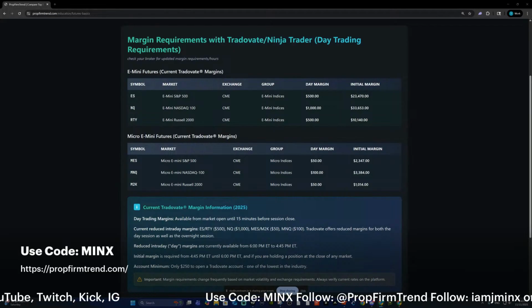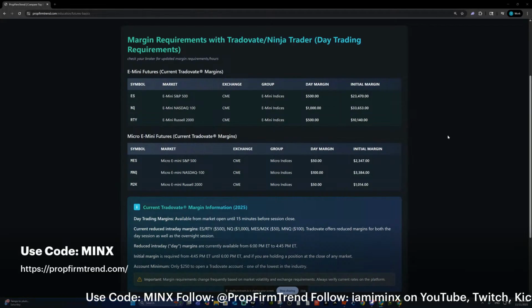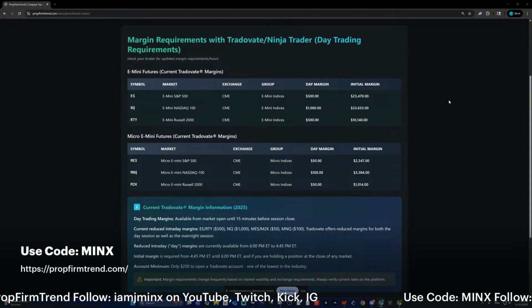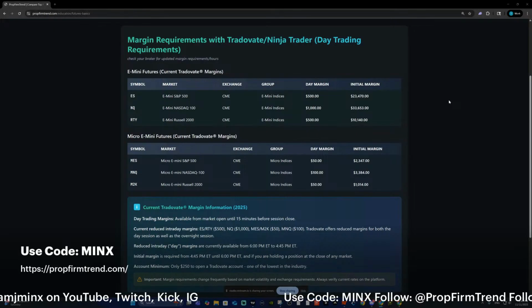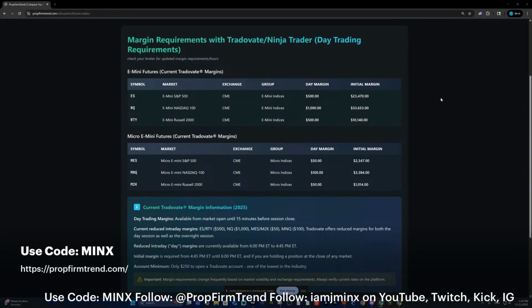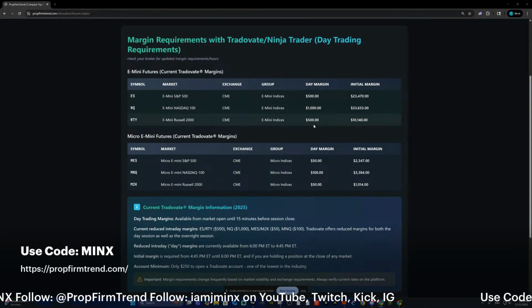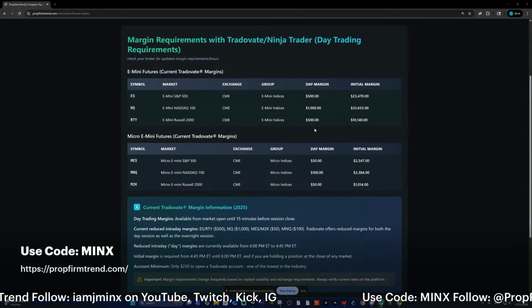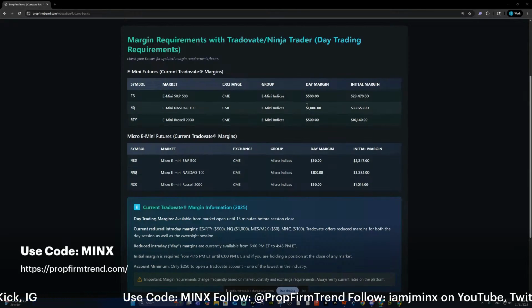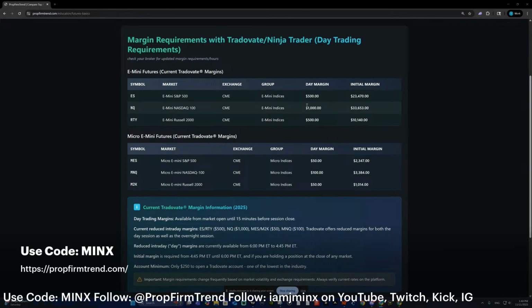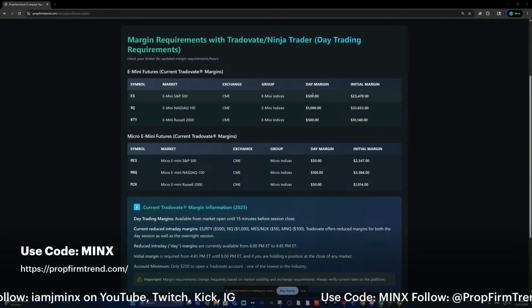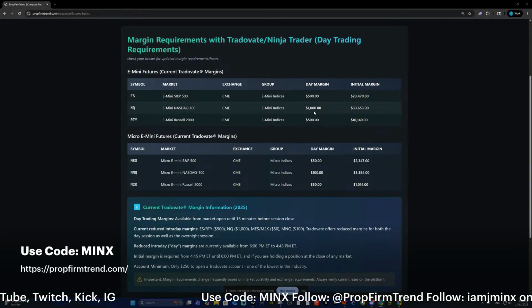Let's see. So what do I mean by day trade margin? Tradovate offers reduced margins for both the day session as well as the overnight session. And basically, what that means is that the intraday margin, which is this right here, if you see this column, it says 500, 1,000. It's available from 6 p.m. Eastern until 4:45 p.m. Eastern the following day. So almost 23 hours. So if you're trading your own money, you can use the day margin.